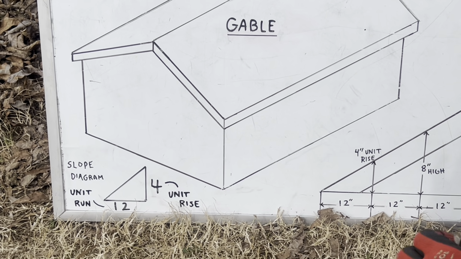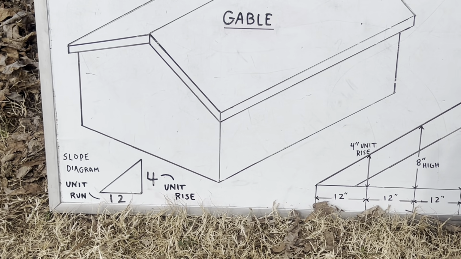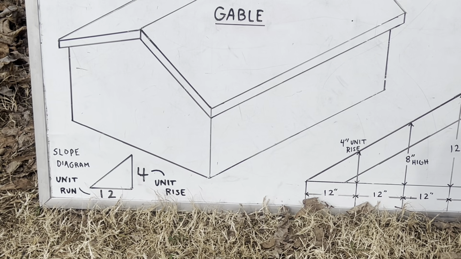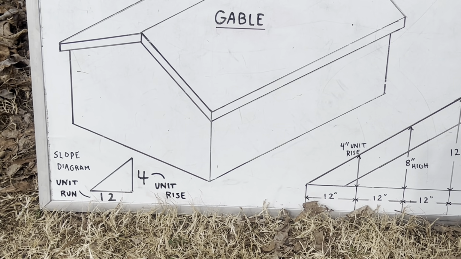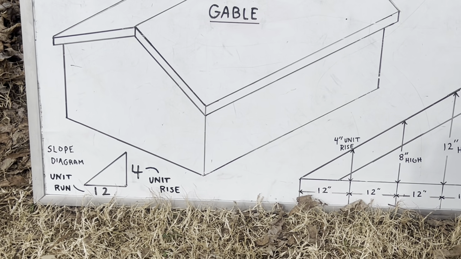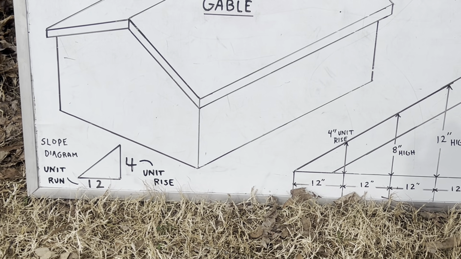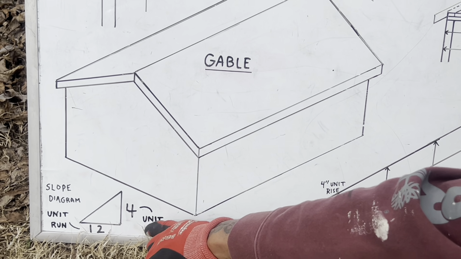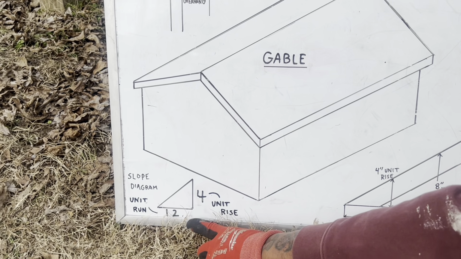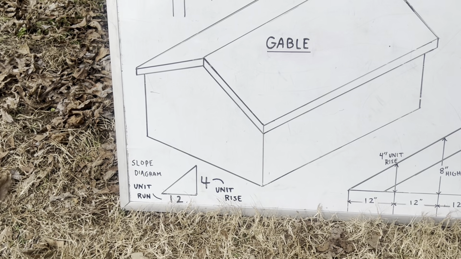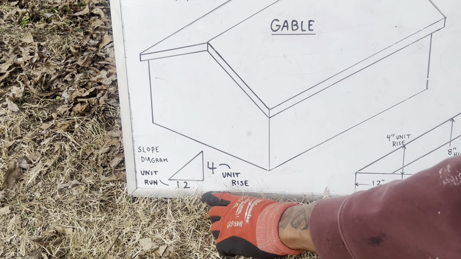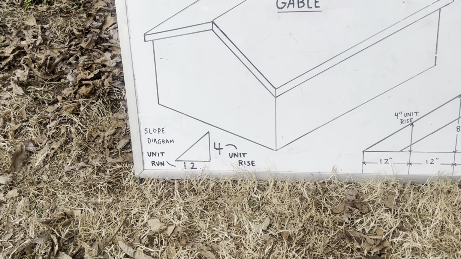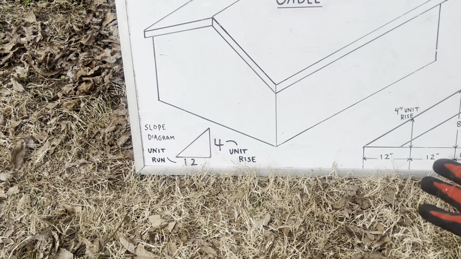Now, a unit rise of 7 or less is considered walkable, which means I can walk on this roof. Anything above 7 is not walkable unless you have equipment. Now, I'm gonna wanna do maintenance on this roof, so I need to pick a unit rise that's comfortable. So I chose a 4. Now, your unit run for common rafters is always going to be 12. Your unit run for hip rafters is 17. Today we're doing a gable roof, so we're not going to focus on hip rafters.